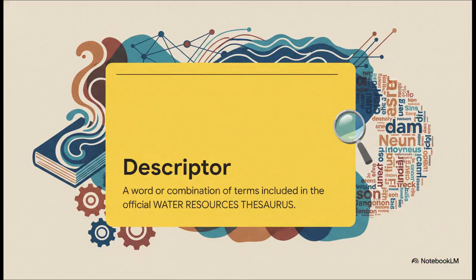So the first type of index term is called a descriptor. The best way to think of these is as official, pre-approved tags, kind of like the ancestor of a hashtag. They come from a controlled vocabulary, a thesaurus, which makes sure everyone is using the exact same term for the same concept. And that consistency, it is absolutely vital for a good search.